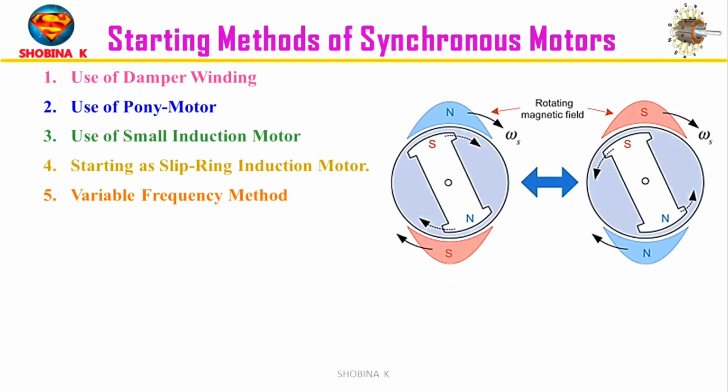The first method is the use of damper winding. Next, using a pony motor. And then using a small induction motor. After that, it can be started as a slip ring induction motor. And next, the variable frequency method. Now let's see the starting methods in detail.